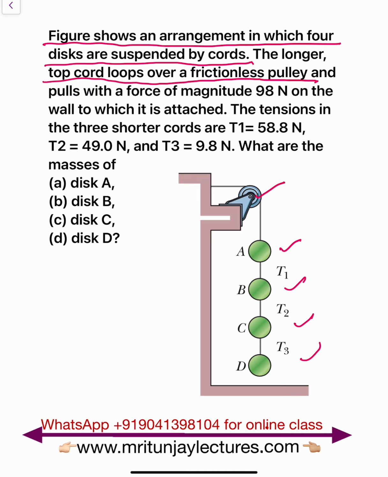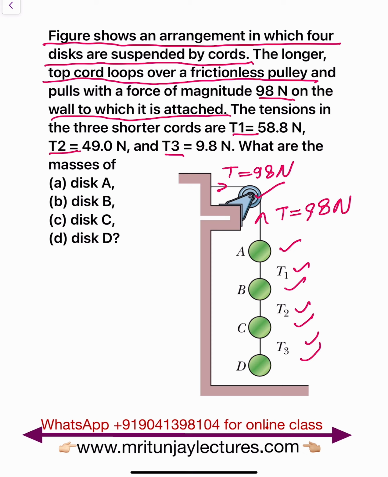This one is a frictionless pulley, and the pulley pulls with a force of magnitude 98 Newton on the wall to which it is attached. The tensions in the three shorter cords are T1, T2, T3, and here in this cord T is also given. T is how much? 98 Newton. So here also T is equal to 98 Newton. Clear or not? So our target: what are the masses of discs A, B, C and D?